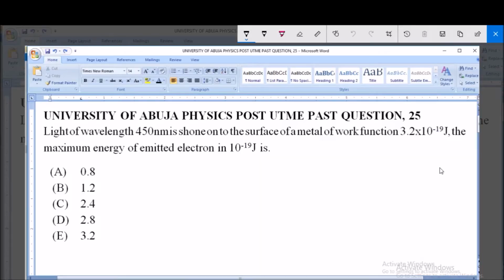Today we'll be dealing with University of Abuja Physics Post UTME past question 25. It says a light wave of 420 nm is shone on the surface of a metal of work function 3.2 times 10 raised to the power of minus 19 joule. The maximum energy of the emitted electron in 10 raised to the power of minus 19 joule is: A 0.8, B 1.2, C 2.4, D 2.8, and E 3.2.